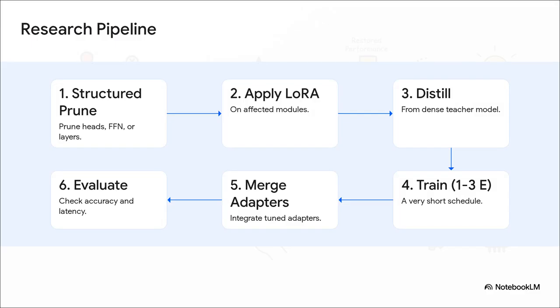Step 1, perform structured pruning on your model. Step 2, apply those LoRA adapters to the parts that were affected. Step 3, use the original model as a teacher for knowledge distillation. Step 4, train for just 1 to 3 epochs. That's it. It's incredibly fast. Step 5, merge those adapters back in. And finally, Step 6, evaluate your performance. The whole thing is cheap, it's scalable, and it gives you really solid, reproducible results.